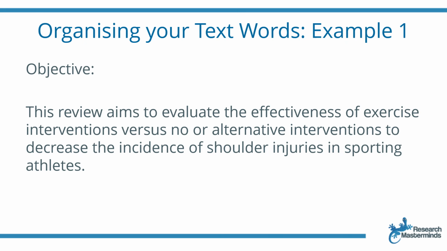Let's have a look at 2 examples. Now these are real-life examples, so I'd like to thank the systematic reviewers who gave me permission to use these as examples. The first systematic review aims to evaluate the effectiveness of exercise interventions versus no or alternative interventions to decrease the incidence of shoulder injuries in sporting athletes.